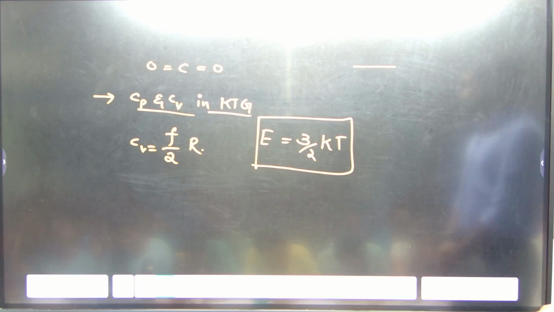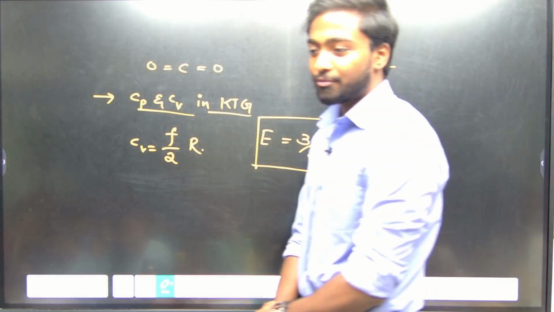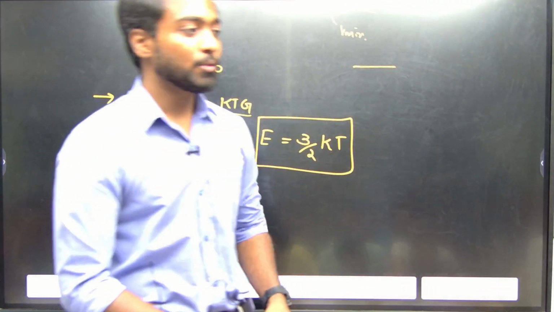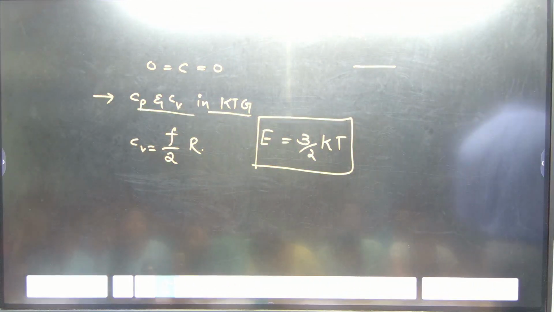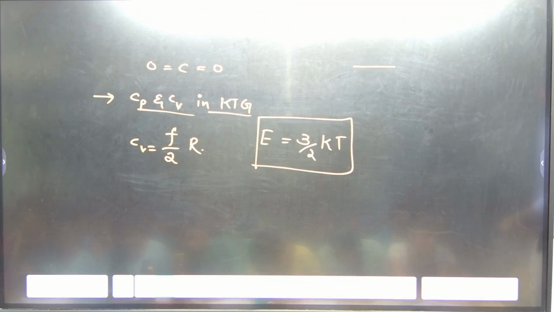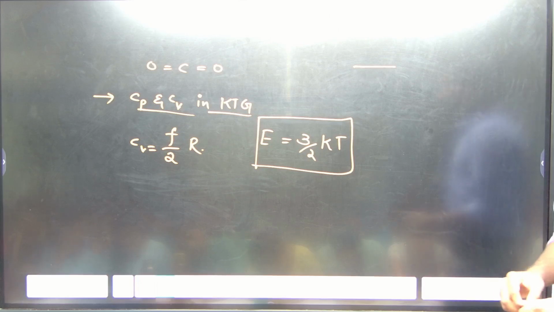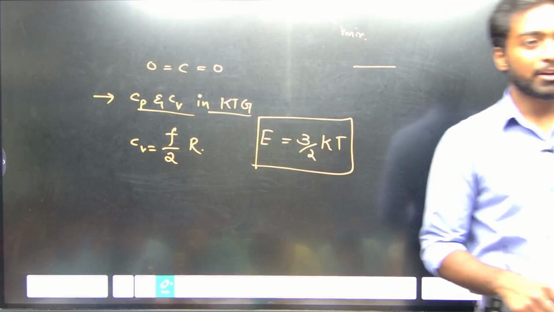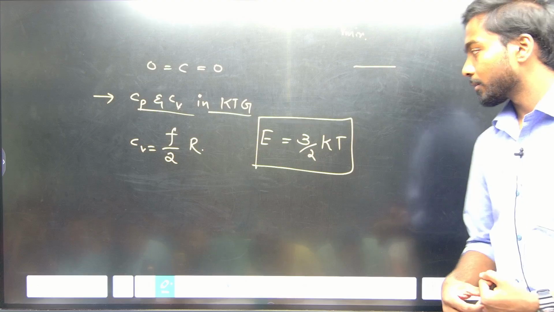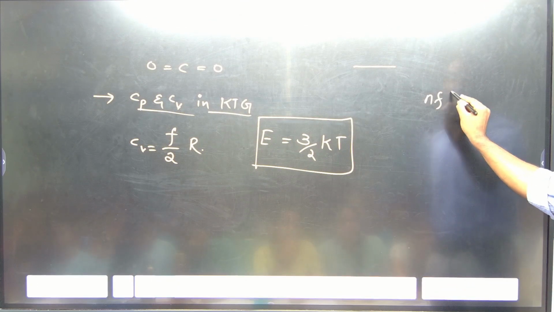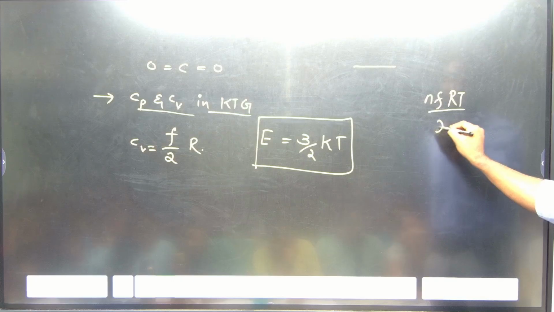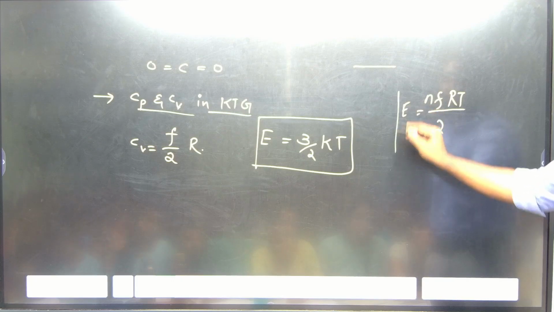Write down the other formula for E in terms of degree of freedom. E is equal to n F RT by 2, where n is small n. This is the other formula for E.